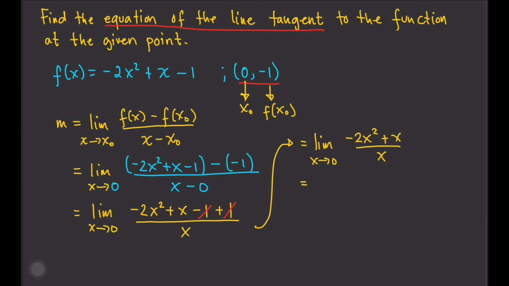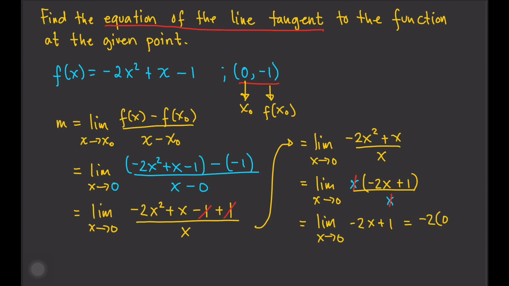And then for the numerator, we can factor out the x, and so it's quite obvious that we can now cancel out the x's, and so we're left with the limit as x approaches 0 of negative 2x plus 1. Then by direct substitution, that's negative 2 times 0 plus 1, which gives us 1. So therefore the slope is 1.